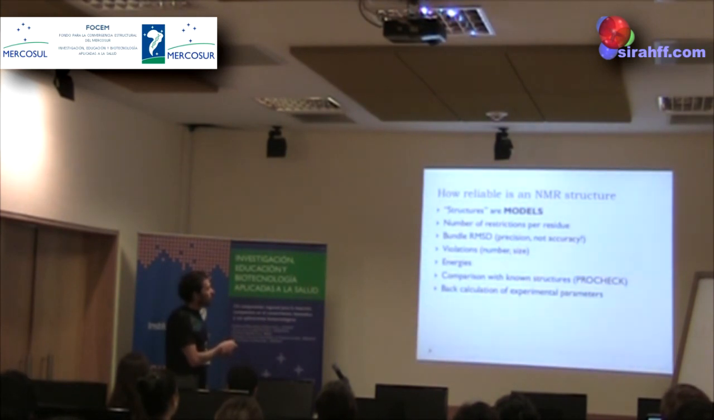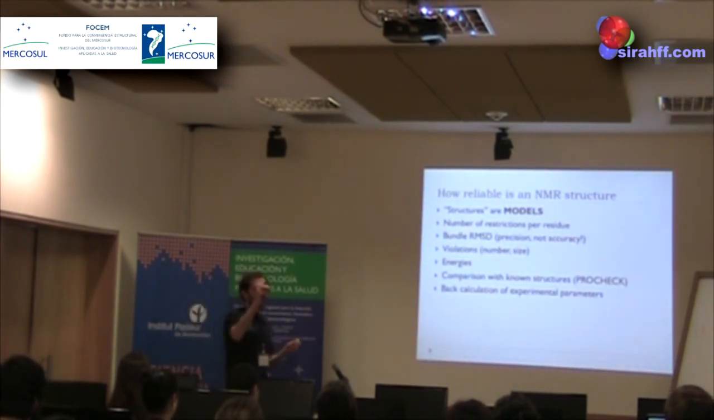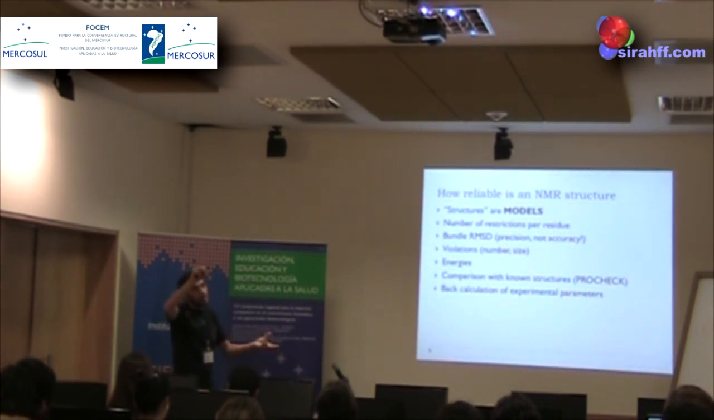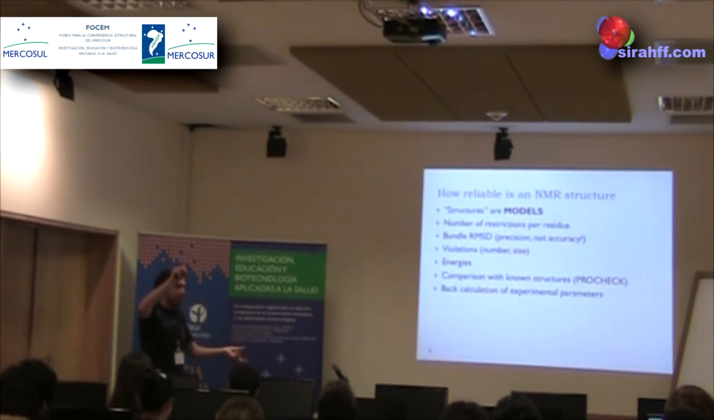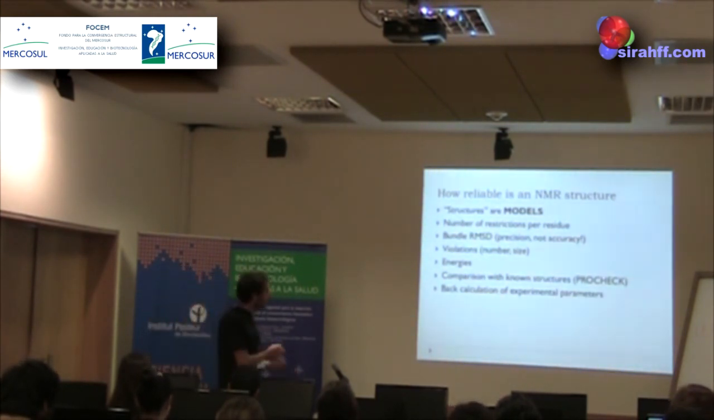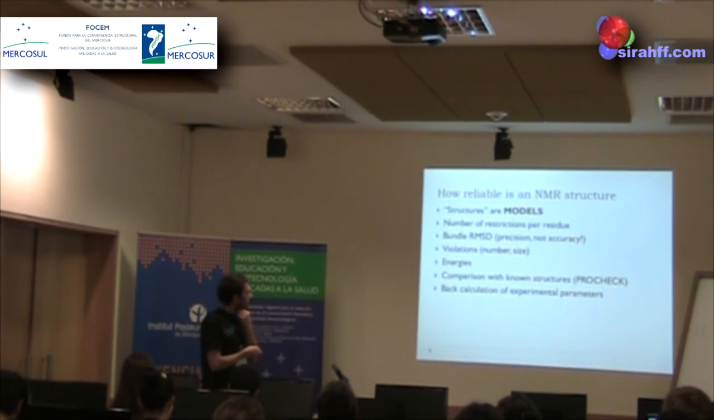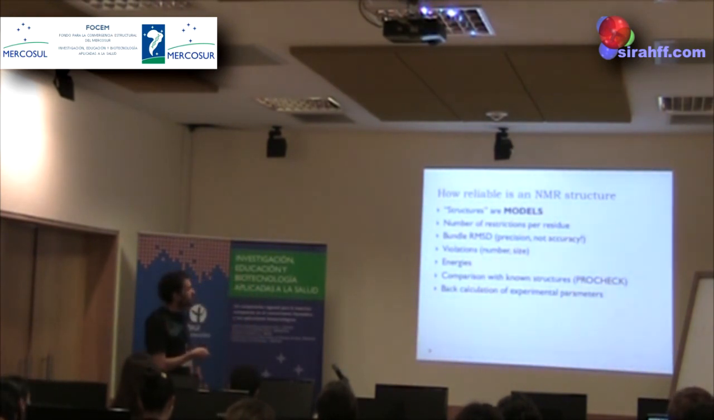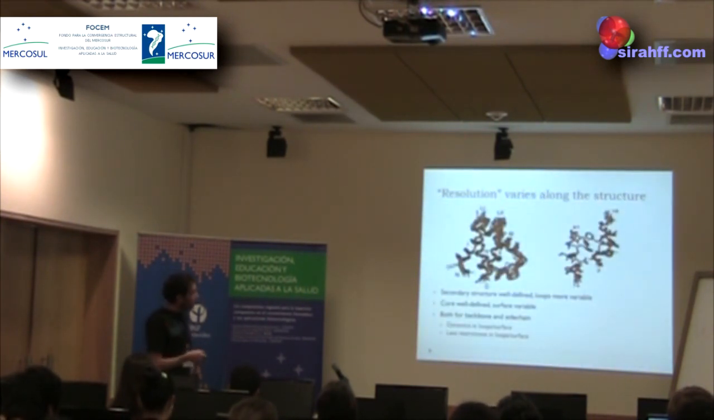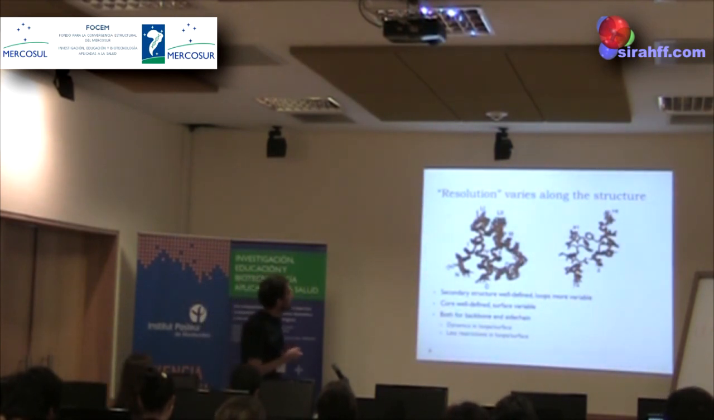You can also check whether you have violations. Say you expected to have an NOE peak and the atoms are far away, that's a violation. And that might be because you have wrong assignments, or that may be because the structure is not well calculated. You can compare the energy between different calculations. You usually do a structural comparison by protocol. And one thing that is also done is to back-calculate the experimental parameters to see how well they fit the original data.